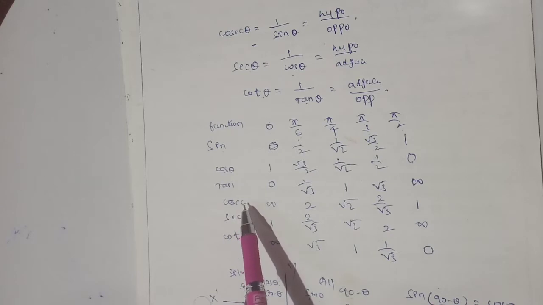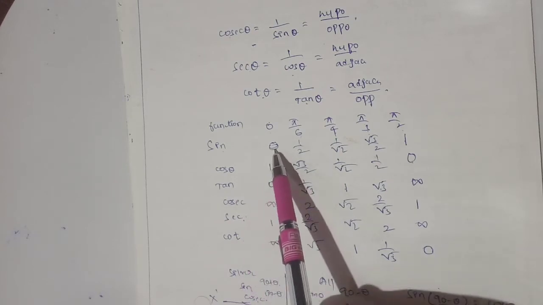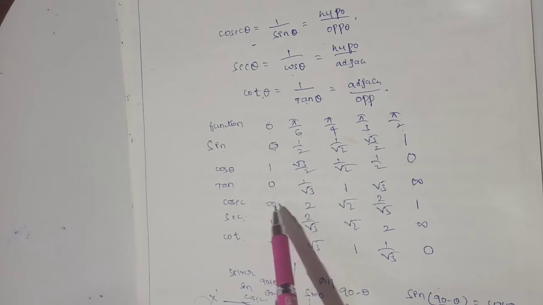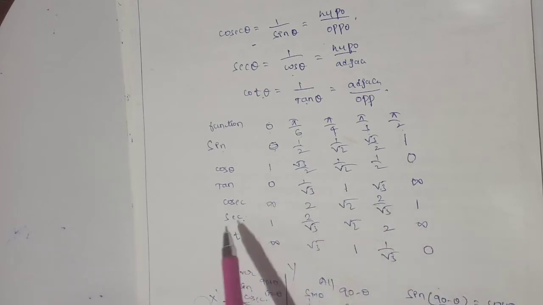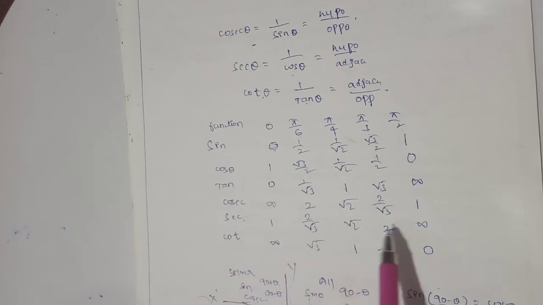And cosecant theta is a function whose formula is cosecant theta equal to 1 by sin theta, that is the inverse of sin theta, that means 0 gives infinity. Similarly, secant theta means 1 by cos theta. We have to reverse the values of cos theta, and we get this row.